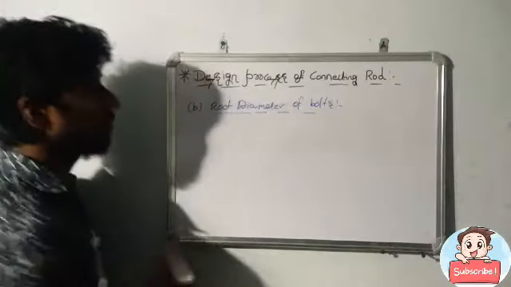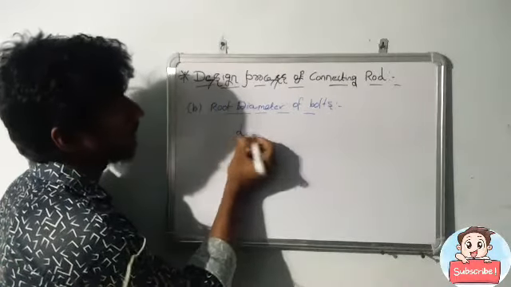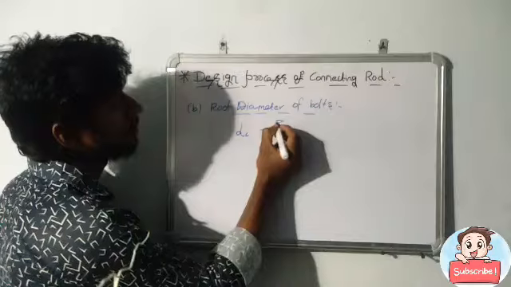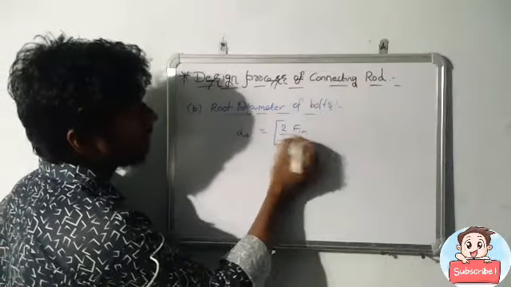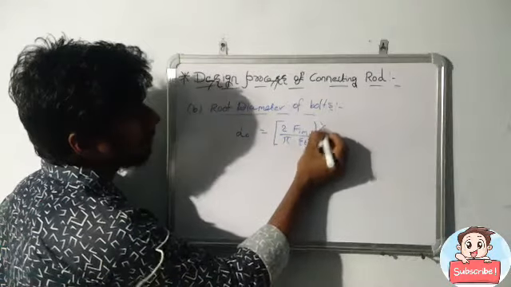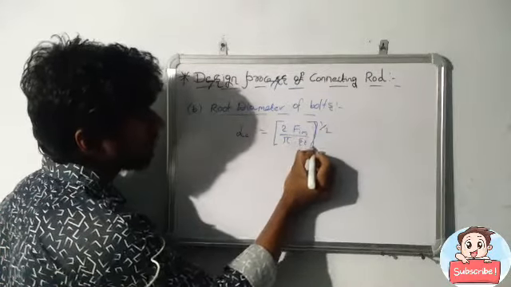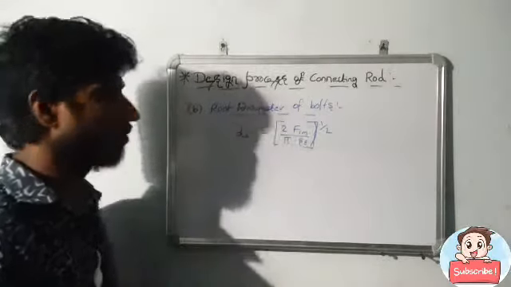Let's see the root diameter of the bolts. It is indicated by Dc, that is equal to (2 FIM by pi into St) whole power 1 by 2. So it is the formula to find out the root diameter of the bolts.